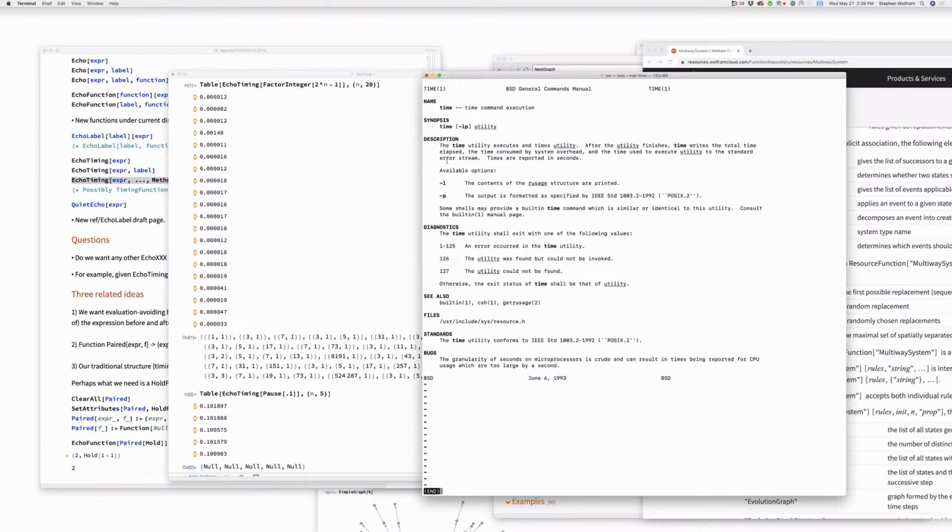What does this mean? This is the time utility. Is this a different time? This is the Unix time function, isn't it? Yes. So what is it saying here? The total time elapsed. Oh, the time consumed by system overhead, the time used to execute to the standard error stream. Okay. What the heck does that mean? The time used to execute it?